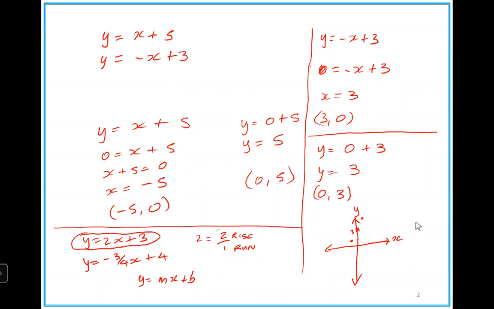And the good thing with that sometimes is if you can get more points, it makes your line more accurate. If you just get 2 points and the 2 points are close together, sometimes your line will not be too accurate, because the more points you get on the line, the more accurately you can draw the line. So that's how that could be done.